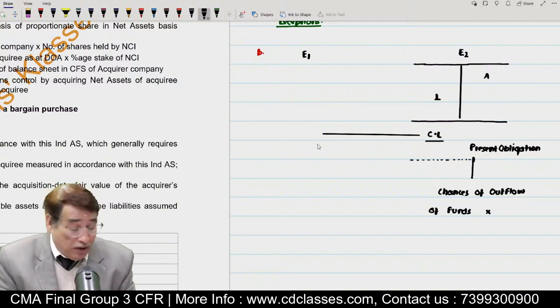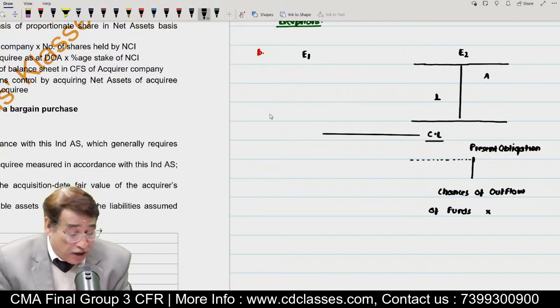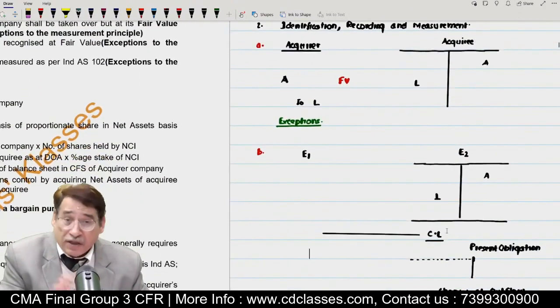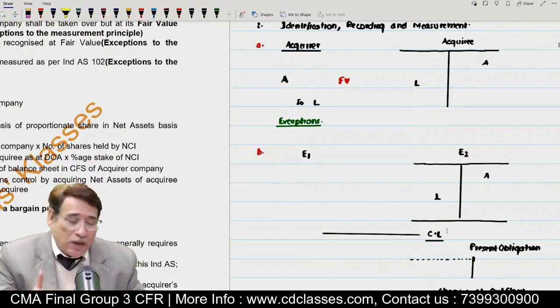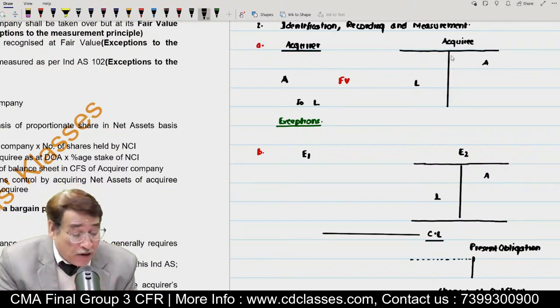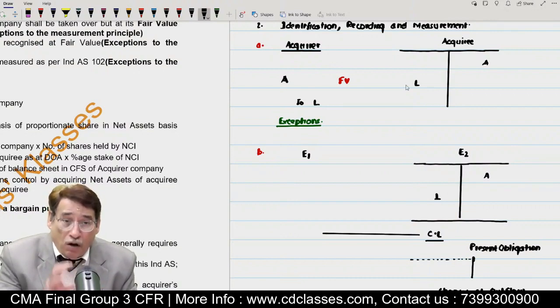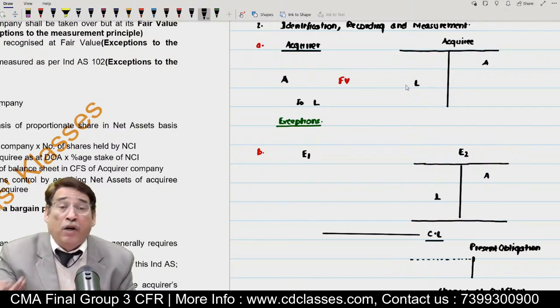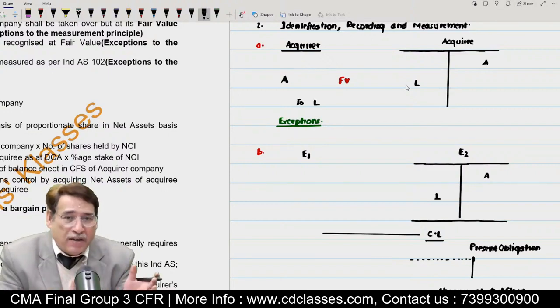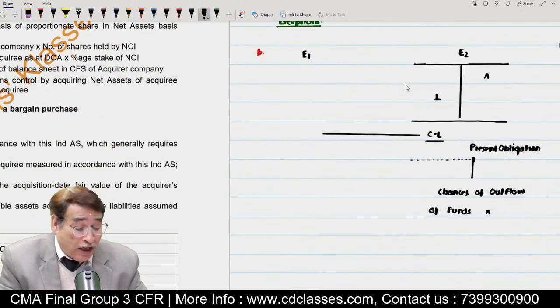Provided, see here, first of all, let me write here. Let me also explain to you that it is an exception. The general principle is that all the assets and liabilities which are appearing in the balance sheet of the acquiring company will be recorded at fair value. But now we are violating this. We are going against this principle because we are recording an item which is not appearing in the balance sheet.